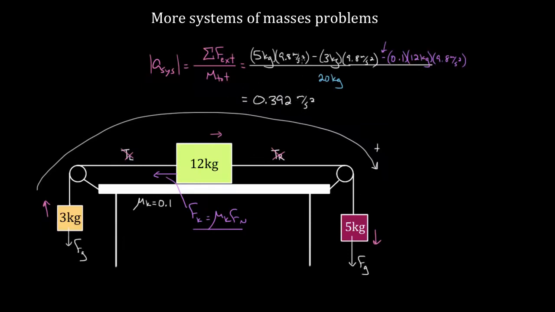So this is a very fast way. Look at this, it's basically a one-liner. If you can put this together right, it's a one-liner. There's much less chance for error than when you're trying to solve 3 equations with 3 unknowns. This is beautiful. When you apply this though, be careful. The acceleration of the 5 kilogram mass would be negative 0.392 because it's accelerating downward. The acceleration of the 12 we'd call positive 0.392 because it's accelerating to the right, and we typically call rightward accelerations positive. And then the 3 kilogram mass also would have positive 0.392 because it's accelerating upward.